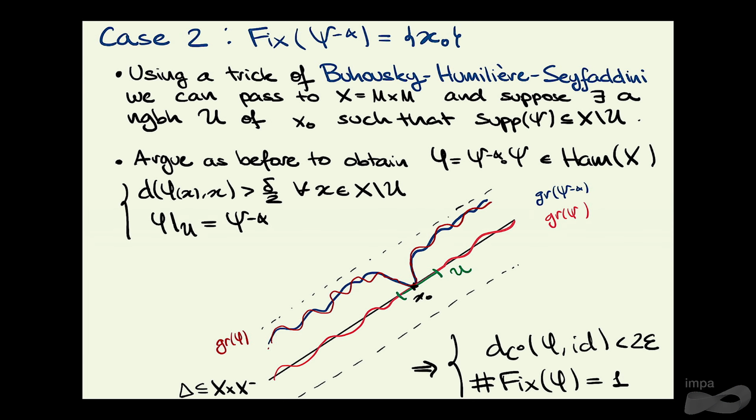But there's this fantastic trick of Buhovski, Humilière, and Seyfaddini that allows us, by passing to M cross M, to suppose that this endpoint of this almost loop is supported away from a small ball. And we can take this small ball to be precisely at the fixed point that we have. Now, of course, this is much easier said than done. There are a lot of analytical parts that you have to check, so that things still converge in the right way. But morally speaking, that's what we do.